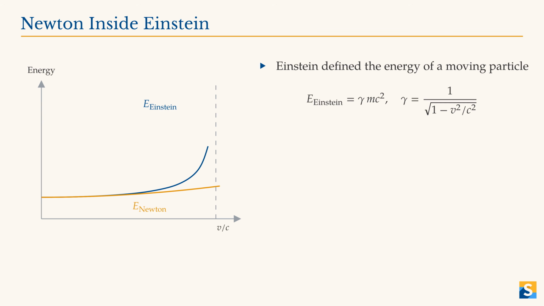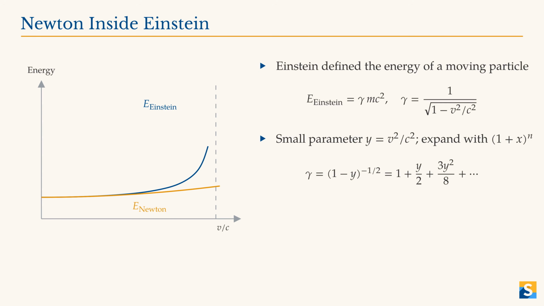Taylor says neighbors. Call the small parameter y, v squared over c squared. For a jet plane, y is about 10 to the minus 13. Gamma is 1 over the square root of 1 minus y. So our (1 plus x) rule with n equals minus 1/2 expands it to 1 plus y over 2 plus 3y squared over 8. Now multiply through by mc squared and watch what falls out.